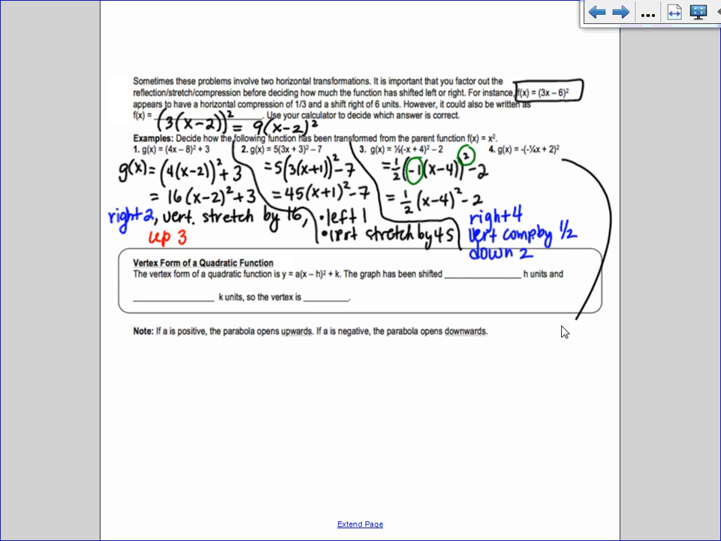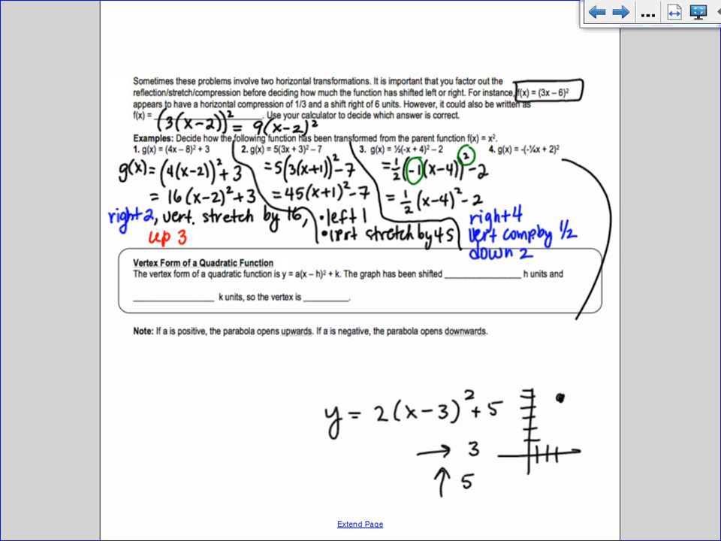When you have something like that, it talks about how it's been shifted. So we talked about all of the transformations last time. So if I had something like y equals 2 times x minus 3 squared plus 5, you would know that it shifted to the right 3 and it went up 5 from the parent function. So think about that. If I go over 1, 2, 3 and up 1, 2, 3, 4, 5, that's telling me where my vertex is.